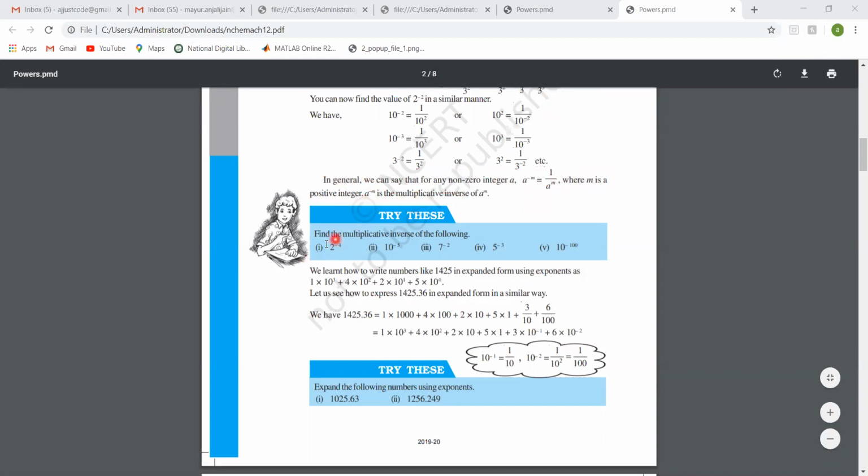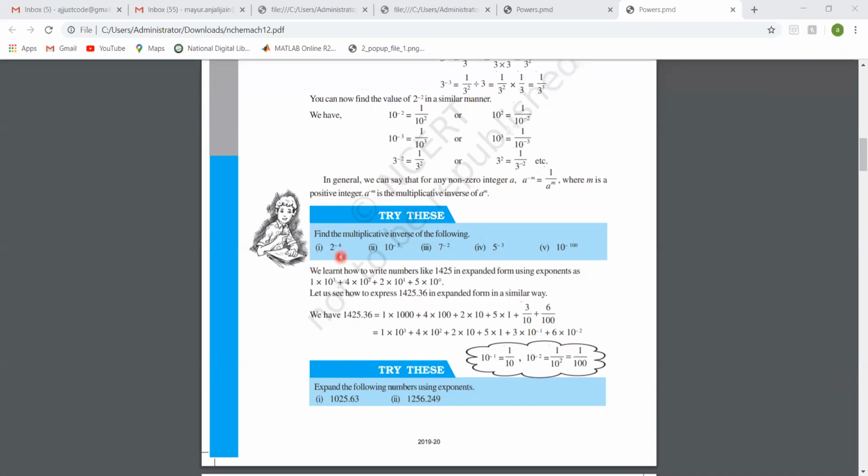So if I want to find the multiplicative inverse of the following, can you say that the multiplicative inverse of 2 raised to the power minus 4 is 2 raised to the power 4. The multiplicative inverse of this is 10 raised to the power 5. The multiplicative inverse of this is 7 square. Multiplicative inverse of this is 5 cube and the multiplicative inverse of this is 10 raised to the power 100. Clear?